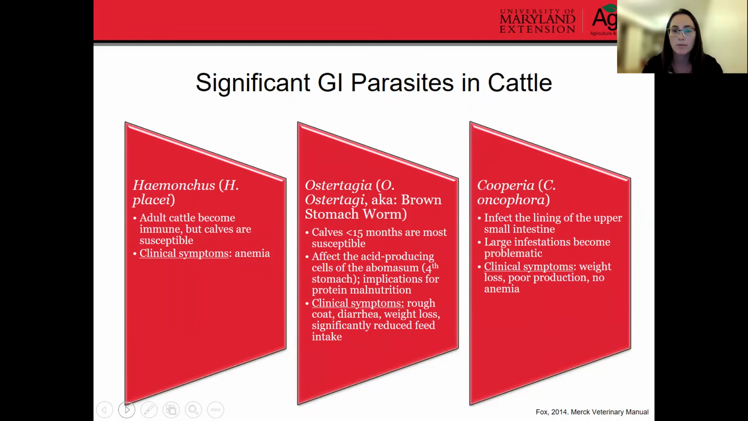And then the last one that we encounter in cattle a lot of times is Cooperia. This parasite infects the lining of the upper small intestine, and generally smaller loads are not a problem for our cattle. But it's when they have large infestations that we start to see problems. You'll see weight loss and poor production, but unlike Haemonchus, you generally won't see anemia.